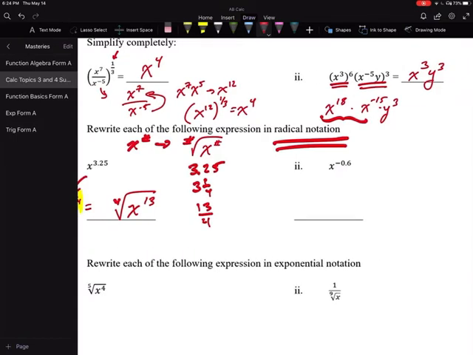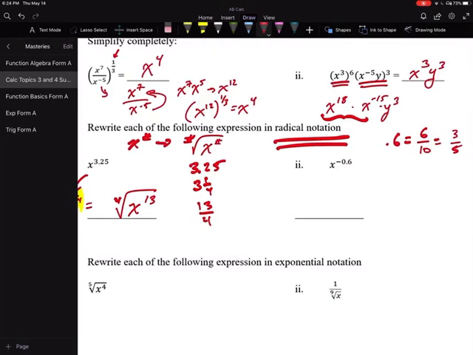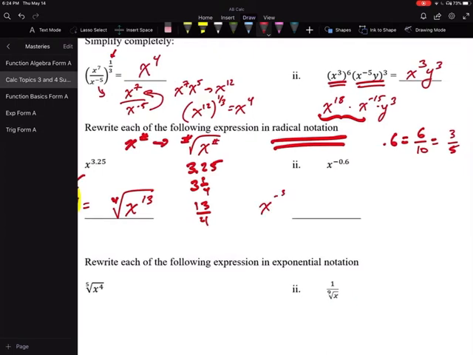If I have x to the negative 0.6, we'll deal with the negative in a little bit. How about 0.6? Rewriting that as a fraction, we can write 6 over 10, or it actually reduces down to 3/5. So currently we have x to the negative 3/5. One thing we did always say is when we have a negative exponent, we can bring it to the other side. So this is equivalent to 1 over x to the 3/5.